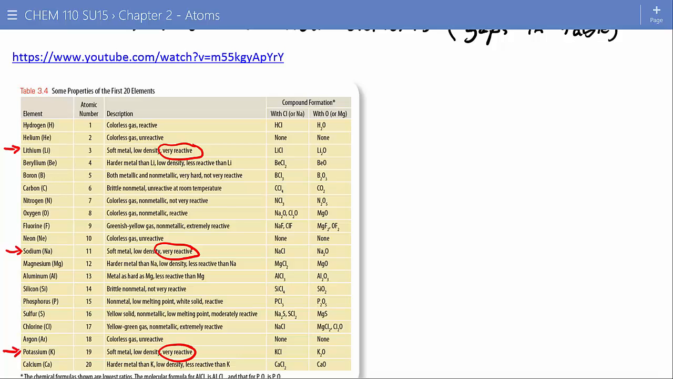And you may notice, too, that oftentimes as you go up or down the periodic table, things become much, much more reactive. So on that side of the periodic table, as you go down, they become more reactive. And on the other side, they become more reactive, typically as you go up the periodic table.